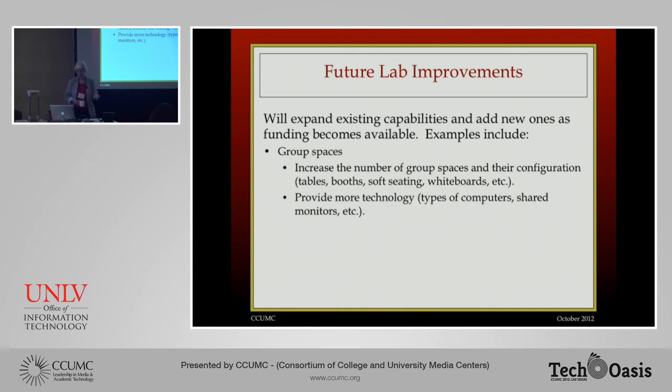One is obviously more group spaces, and trying different configurations, because I kind of like the fact that they're not all the same. That supports what they found in the Terrapin Learning Commons in the libraries: they have all different kinds of furnishings, and if you go up there, you'll find people using all of the different ones and some liking one more than the other. They also want us to provide more technology, the types of computers, shared monitors, some of those kinds of things.